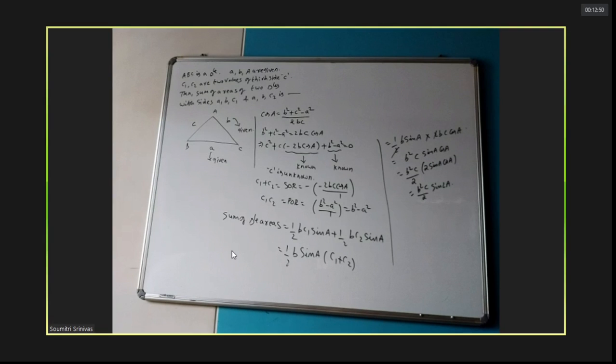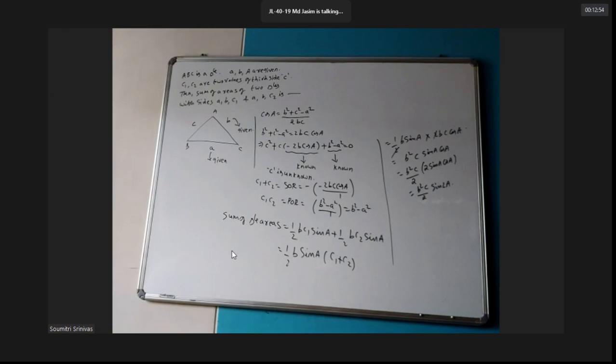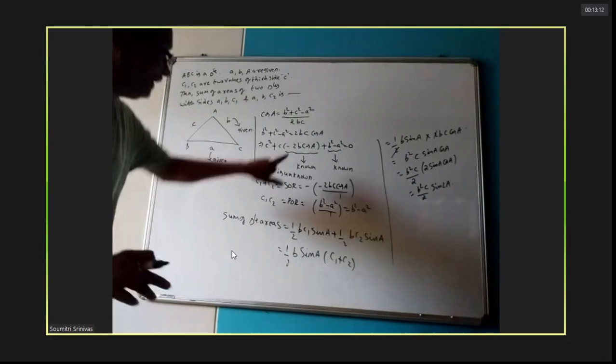Finished? One doubt, sir. From where did we get C? It should be 2b cos A, no sir? Sir, you wrote in sum of roots minus 2bc cos A. Okay, okay, I was thinking this C as 2bc.